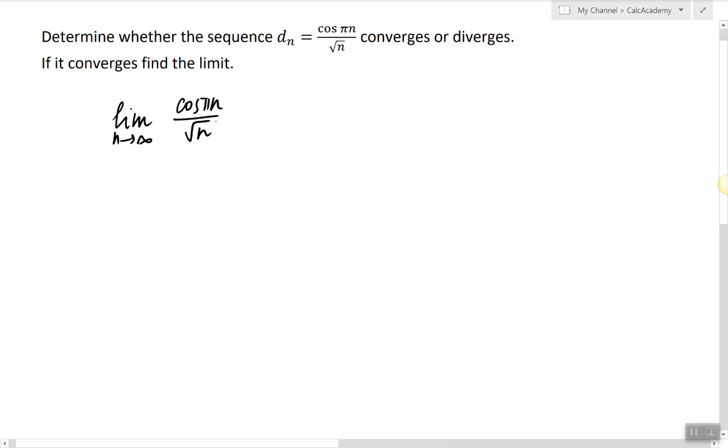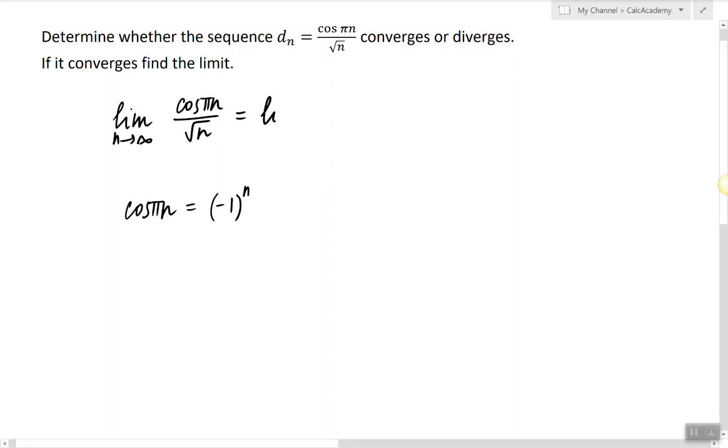So now here we have to notice that cosine pi n is just a fancy way of writing -1 to the power n. Actually, it's without plus 1. So when n is equal to 0, we get 1. When n is equal to 1, we get -1, and so on.